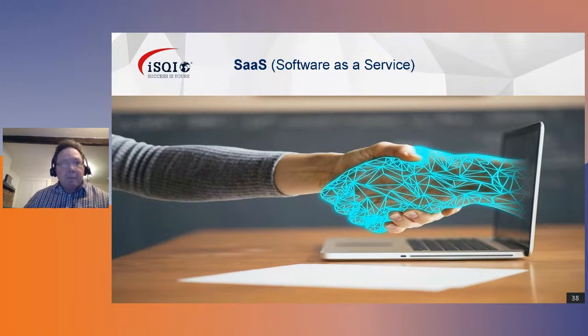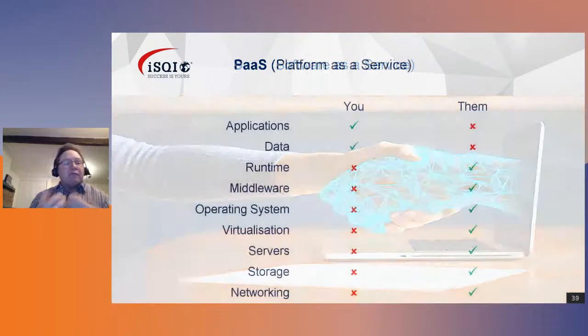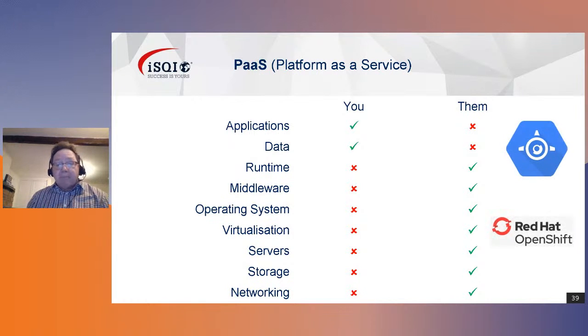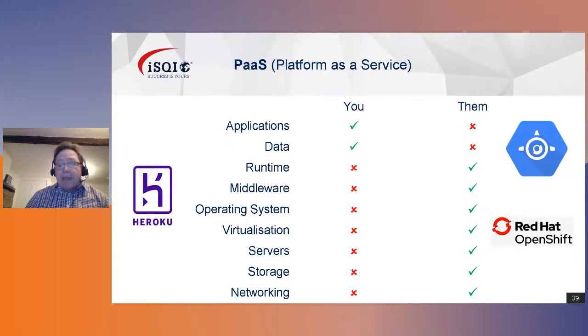So as a performance tester, I'm now checking against that service level agreement, and I might have a role in writing that. So it's very much a different role for the performance tester. But there's more. There's platform as a service. That's where we can use their almost online IDE to write our software, but they still look after everything else. Examples of that are the Google App Engine, Red Hat OpenShift, Heroku. These are all ways that I can write the systems or the services.